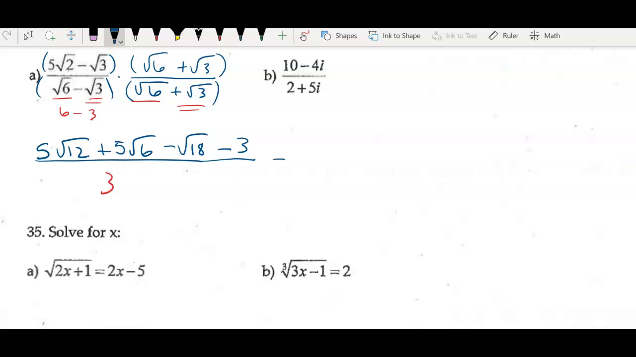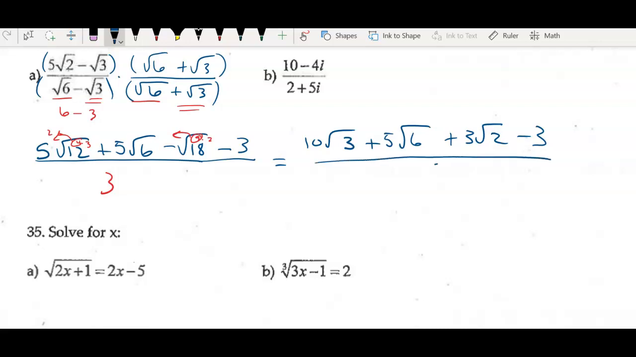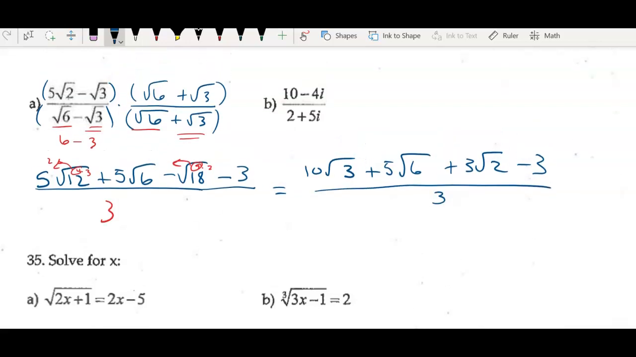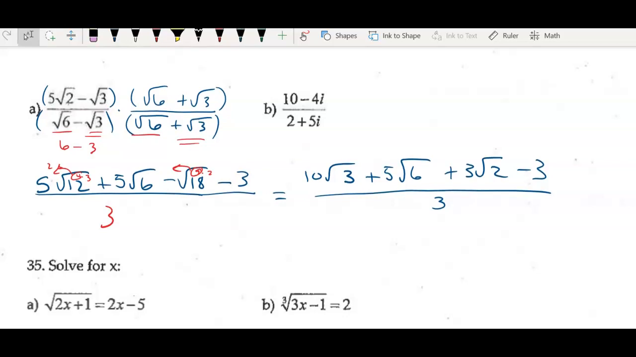There's not a lot you can do to this problem. We can clean up each of these. 12 is, remember, 4 times 3, so the 4 comes out as a 2. So that ends up being 10 radical 3. 6 you cannot simplify. 18 you can simplify. 18 is 9 times 2, so that becomes 3 radical 2. All right, notice even after doing that, we don't get any common radicals, so that whole thing is your answer. It's a lot, but that entire thing is your answer.